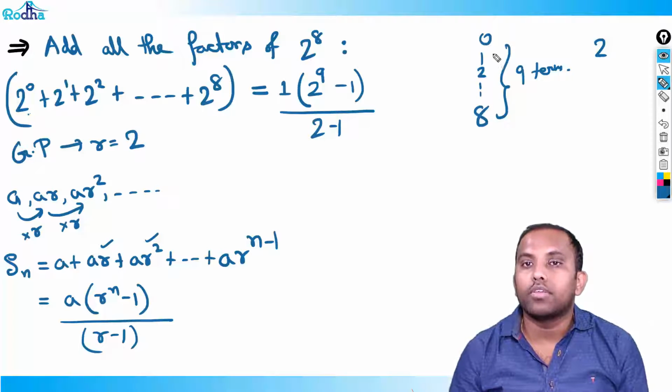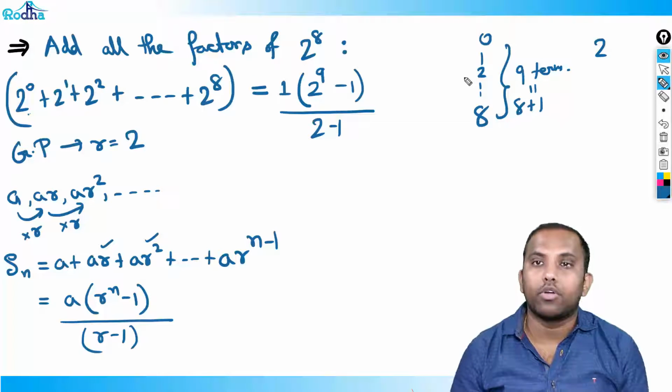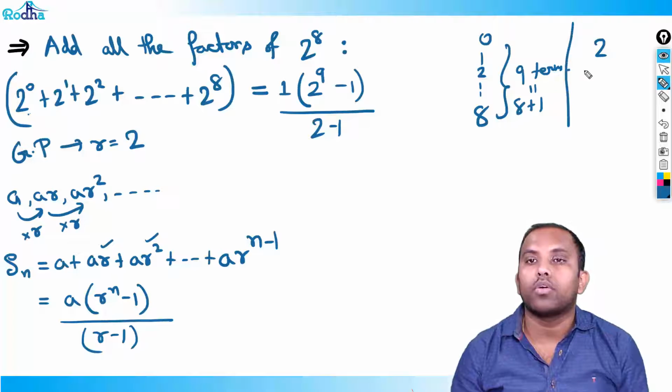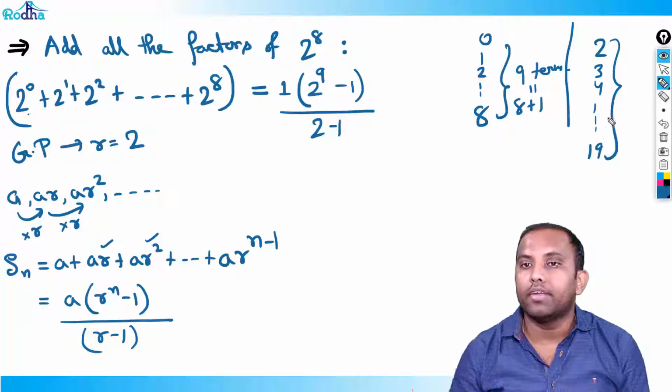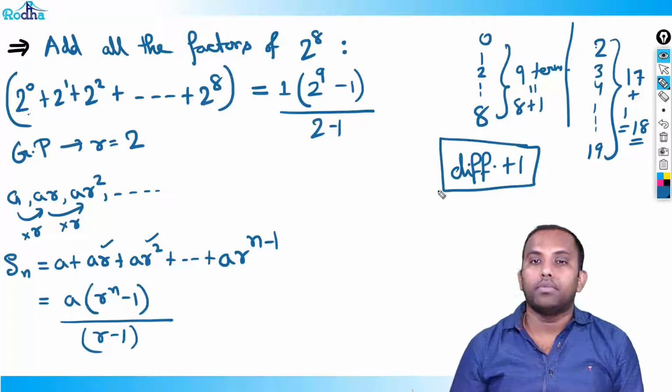So you should always do this: 0 to 8, take the difference. What is the difference? 8, and add plus 1. So 8 plus 1 is 9 terms, right? When you have to include the first and last term, this mistake commonly happens. To avoid it, simply take the difference plus 1. Suppose I need to add 2, 3, 4 up to 19. How many terms? Take the difference: 19 minus 2 is 17, plus 1, that is 18 terms. When we include the first term and the last term, always use difference plus 1, so you won't make any mistake like that.